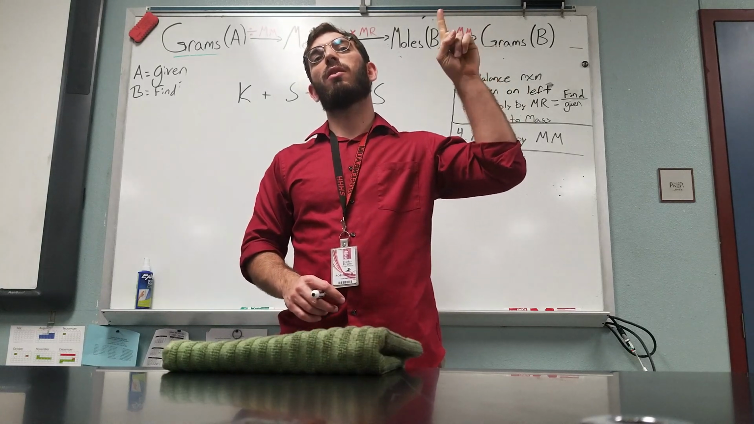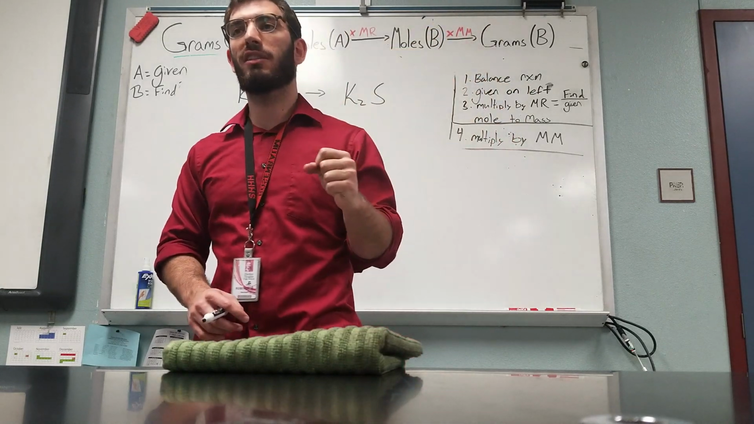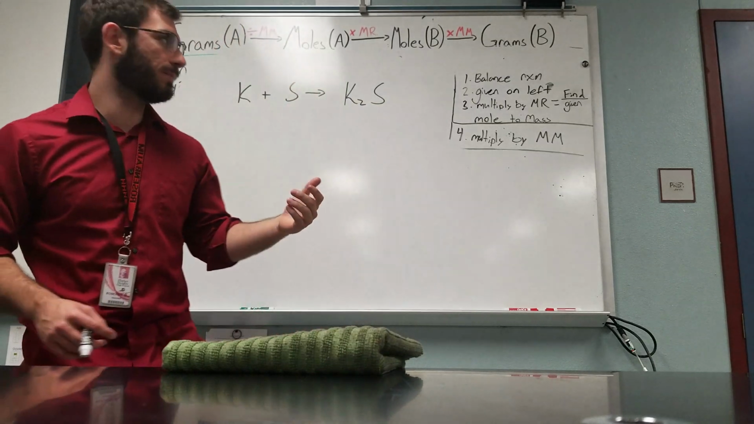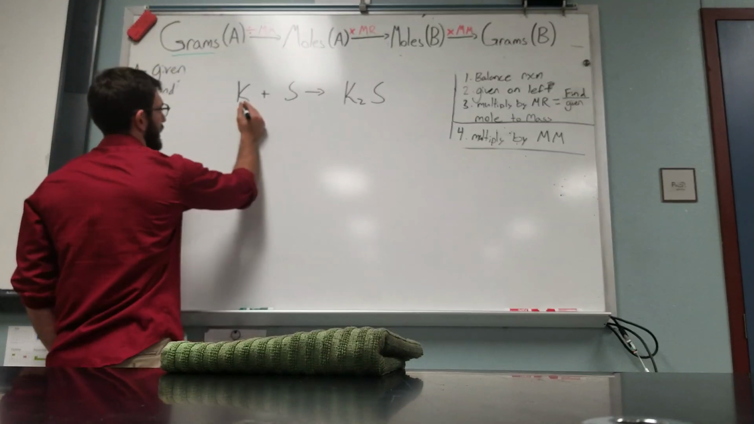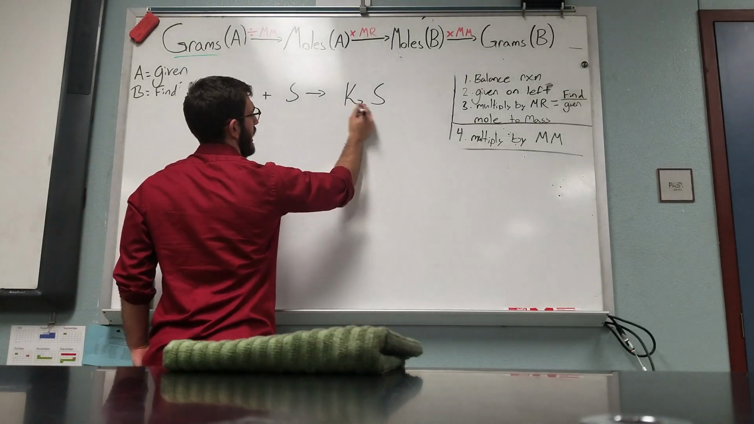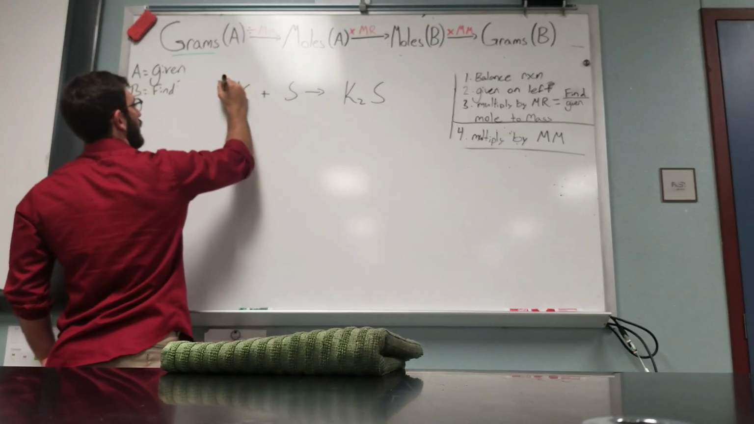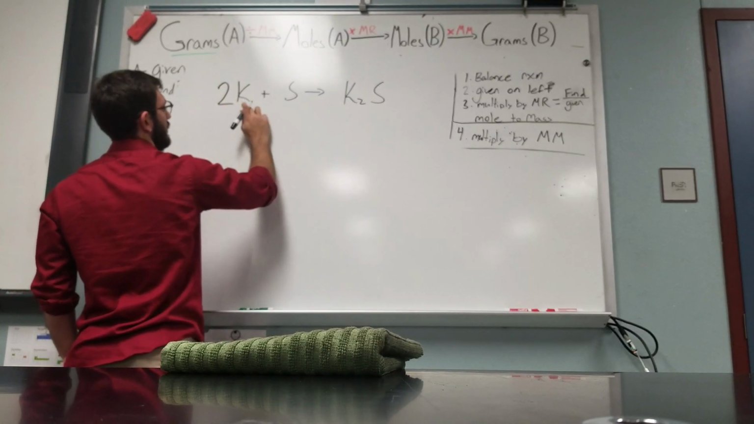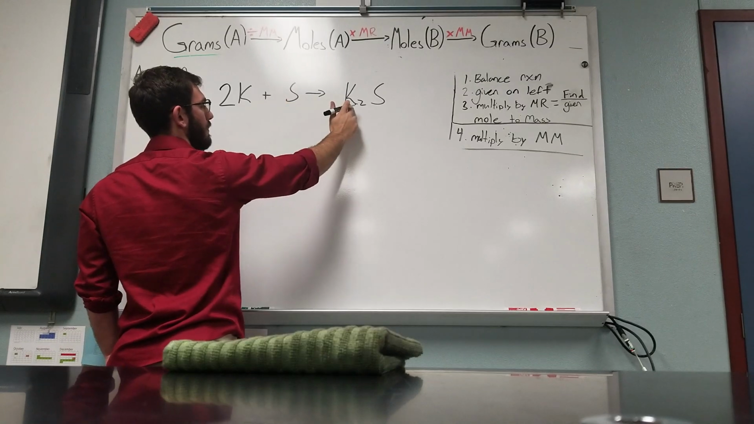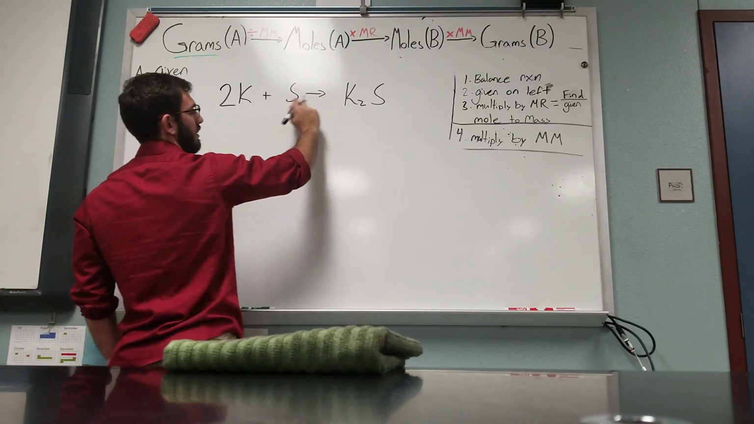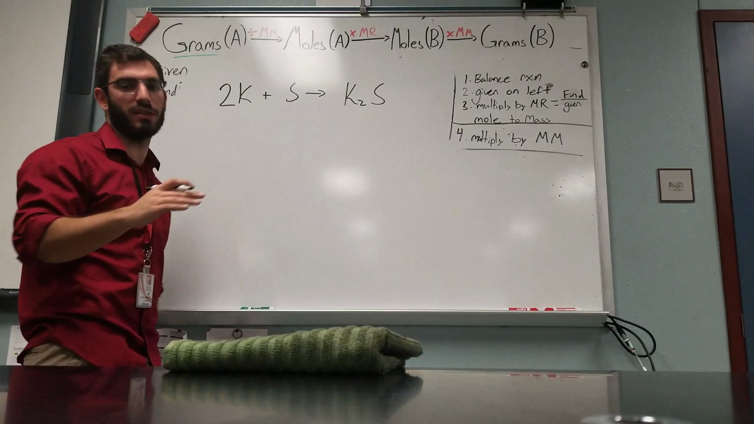All right, our first step is always to balance our equation. Here I have 1 potassium, 2 potassium, so I will need to change this coefficient to 2. Now I have 2 potassium, 2 potassium. That's 1 sulfur, 1 sulfur. It's balanced. Good to go.